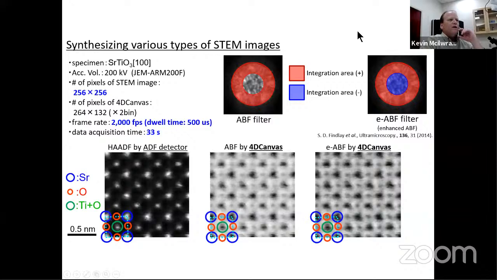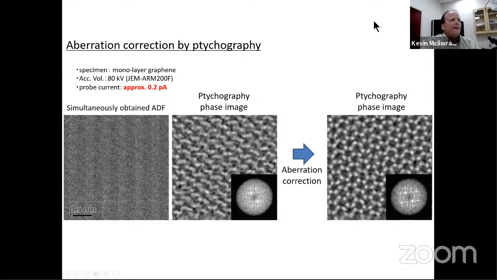You can synthesize annular bright field images. You can synthesize enhanced annular bright field, which is a newer version of the annular bright field. And I actually have this software on my laptop, but I'm doing this presentation on the lab computer. We can post-correct aberrations too. So this is all really cool stuff. It's just gonna get better and faster, and it is fast.